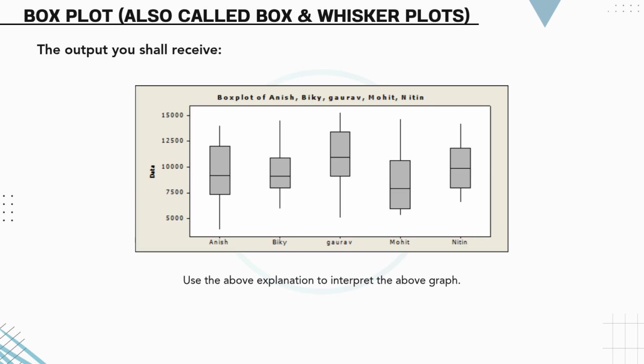Now, comparing the five. Gaurav has the highest median and a wide spread, suggesting both high performance and high variability. Biki shows a more compact box, meaning less variability, with a lower median than Gaurav. Anish also has a reasonable spread and a median slightly above Biki's. Mohit shows a lower spread and lower median, indicating lower and more consistent collections. Nitin appears to have a broader range, similar to Anish, but a slightly higher median than Mohit.